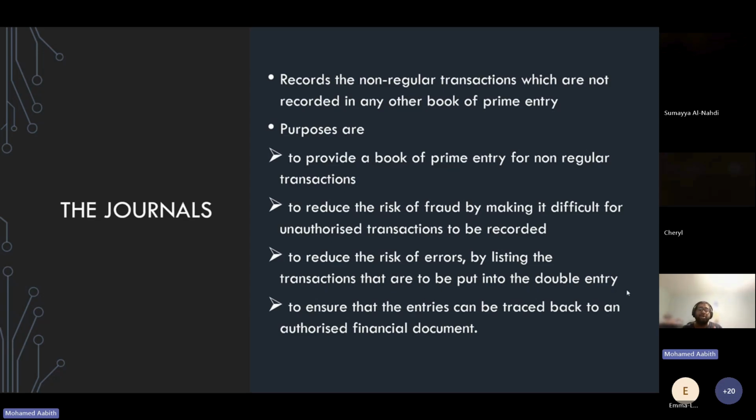That means once you've done the journal, that is a book of prime entry, they will eventually go into the general ledger after that. That way it gives you a chance to reduce the number of errors you commit. And all entries can be traced back to an authorized financial document. So if you have a journal, you should have some sort of corroborating evidence to go with it, and the journal will allow you to do that.